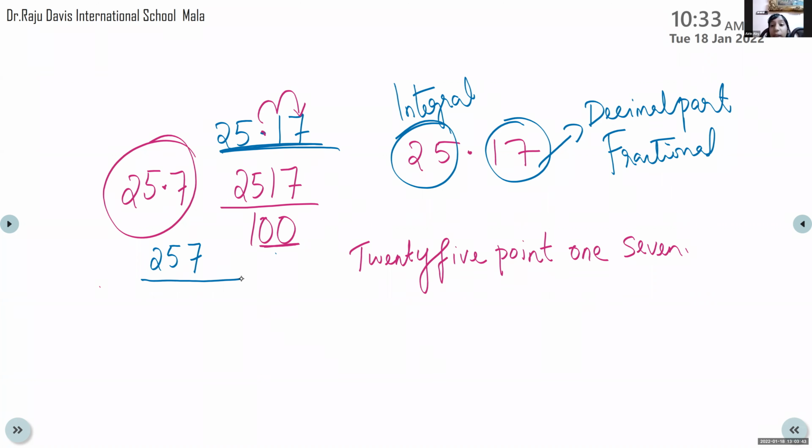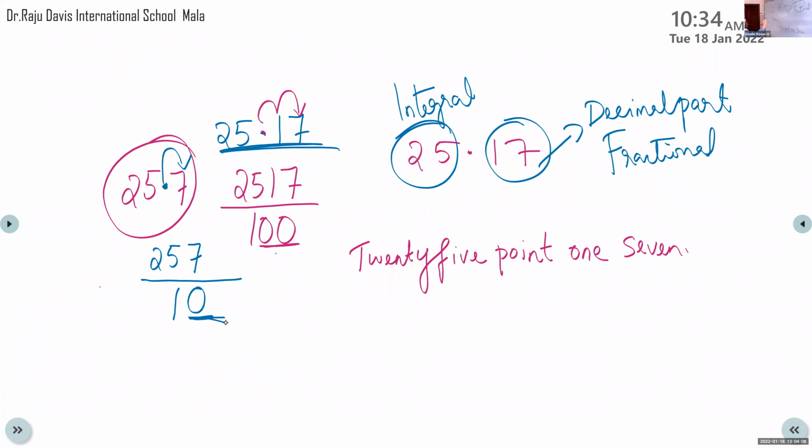Now tell me the denominator. 1. After that, 0. Yes, 1 and 0. See children, here after the decimal point we have only one decimal place. So you have to write 10. Don't say 11. 10 we have to write.